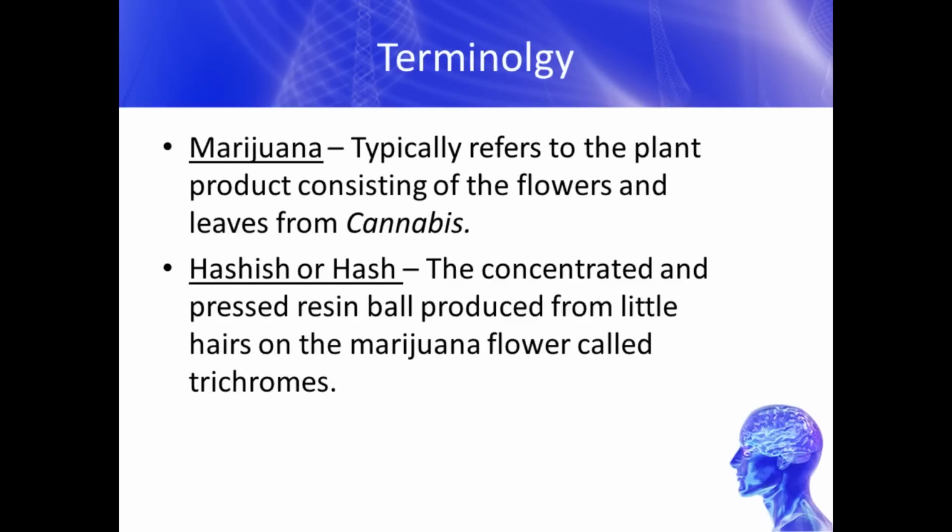Just a few other terminologies out there. When we say marijuana, we're generally referring to the plant, the leafy part, the flower part of the plant. Hash or hashish: if you look at the flower, there are little hairs on it called trichomes. Those hairs are very rich in the resins of the plant, typically very high in THC, and if those are pressed down into a sort of block, that's what hash is.